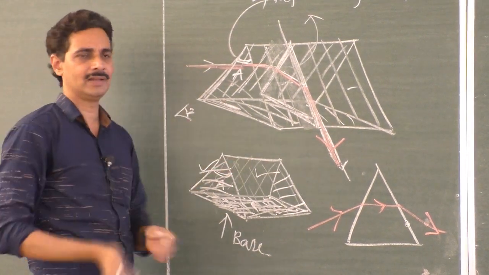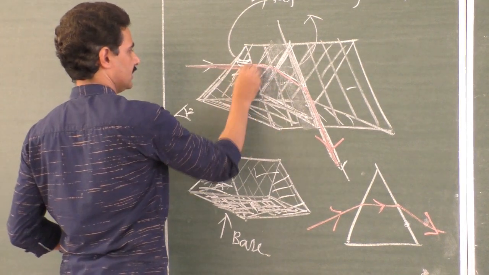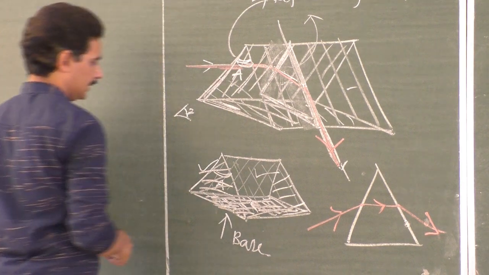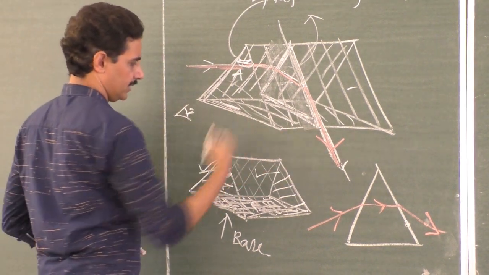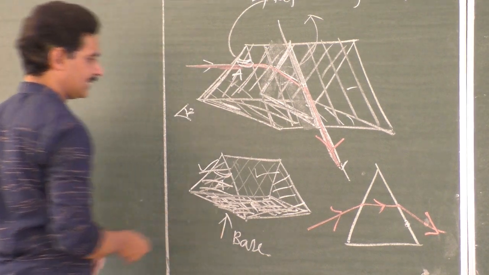Rectangular faces make an angle, and the angle made by the two refracting rectangular faces is called the angle of the prism. And the cross section of the prism will be a triangle shape, so all these things you must know.